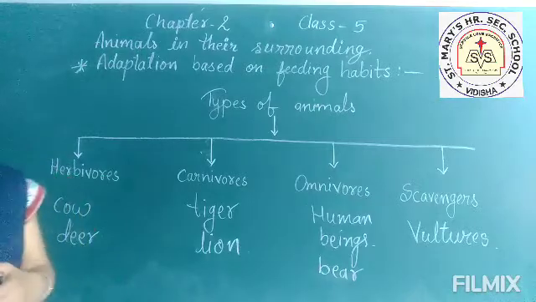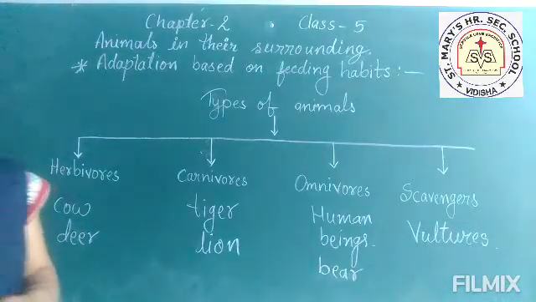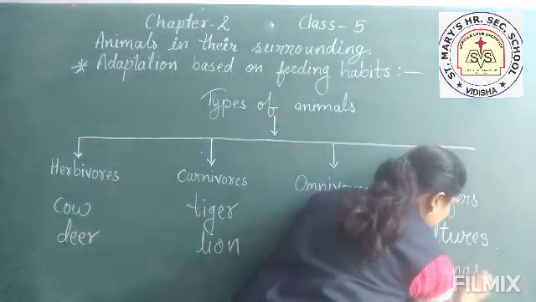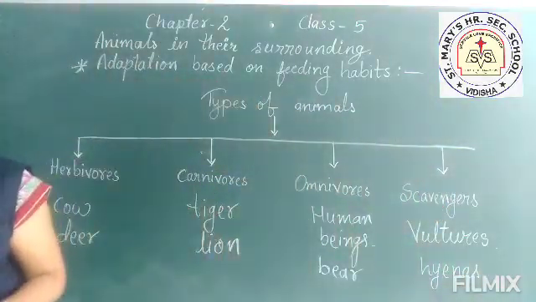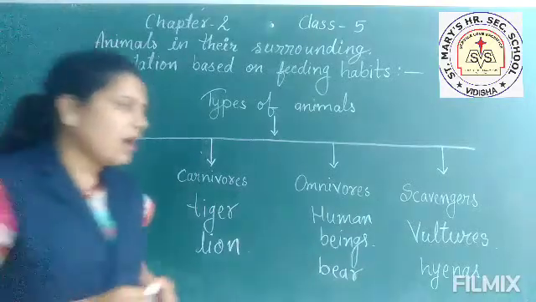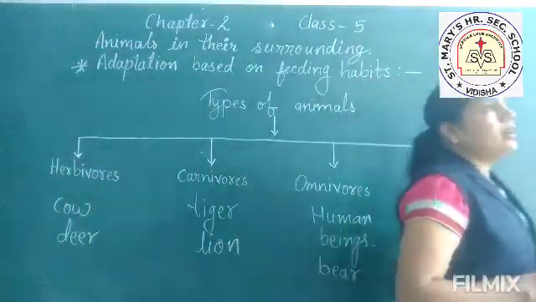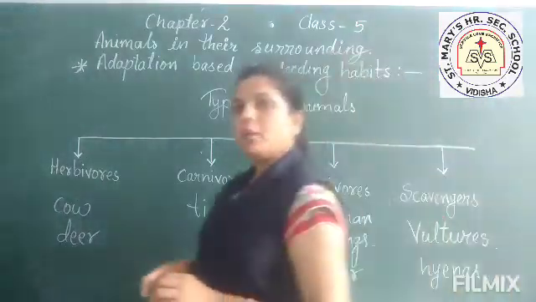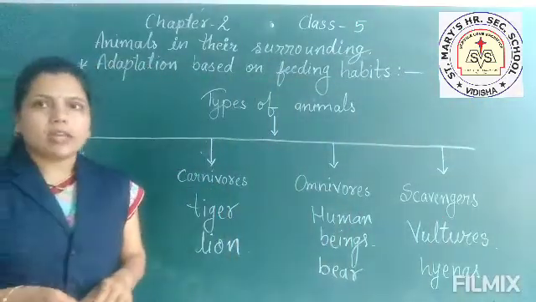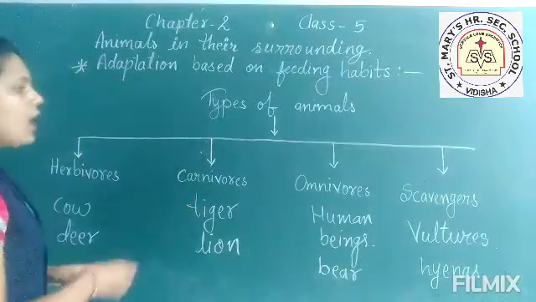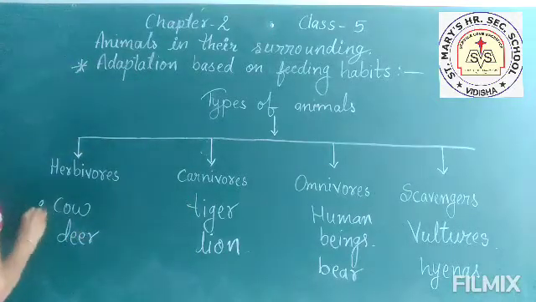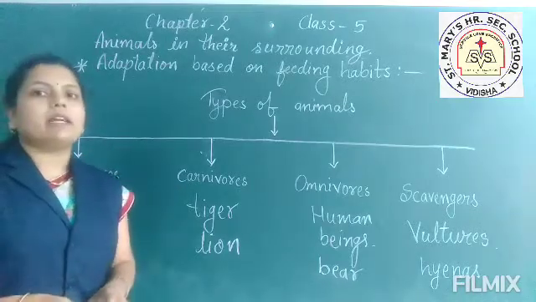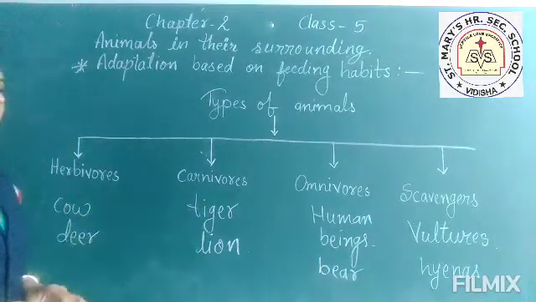And the next example is hyenas. Hyenas also eat the flesh of other animals which is hunted by other large animals. So according to these categories, we have divided the animals into different categories.